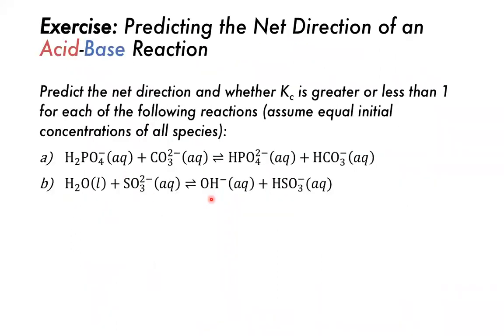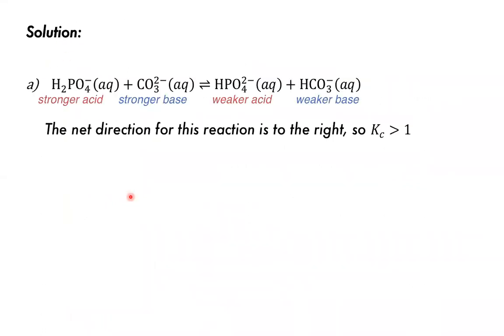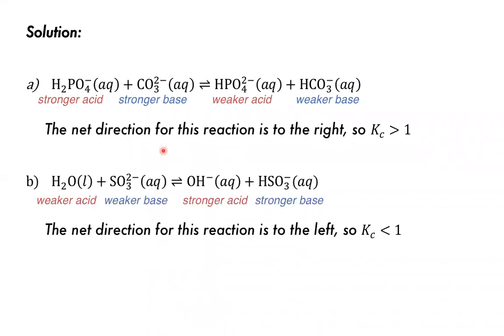So we have a favorable formation of this, but an unfavorable formation of this. This is the strongest species present, so most likely it's going to lie on this side. So, stronger acid, stronger base, weaker acid, weaker base. The net direction of this reaction is to the right, so Kc is greater than 1. And then we have here weaker acid, weaker base, stronger acid, stronger base. So the net direction is to the left, so Kc is going to be less than 1.